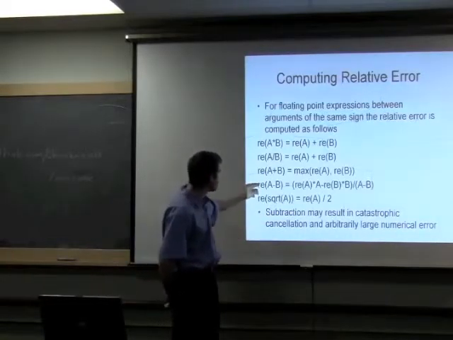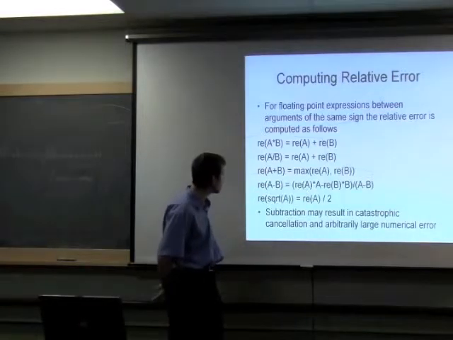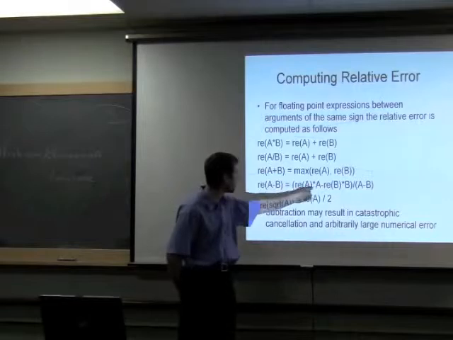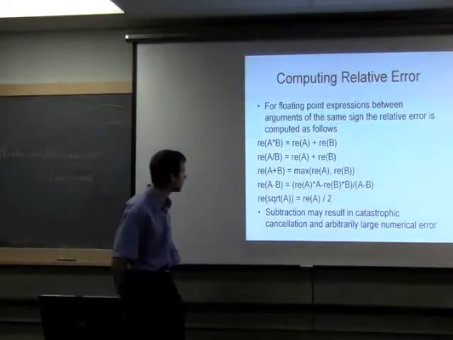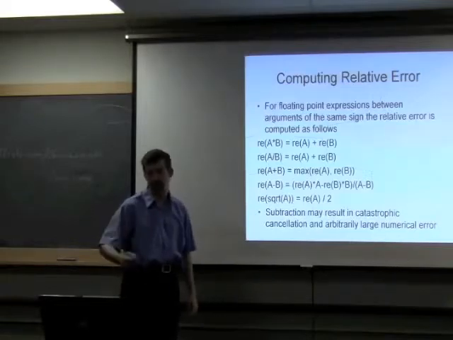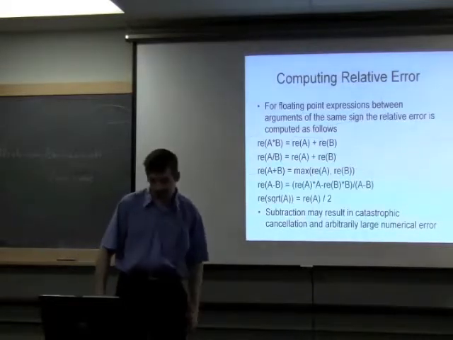And the key thing to notice here, if these all had the same sign, it's subtraction that's the problem, because you get catastrophic cancellation. And the size of your error depends on the actual values of the inputs. So it can be arbitrarily large, and of course the closer together they are, the larger it is.